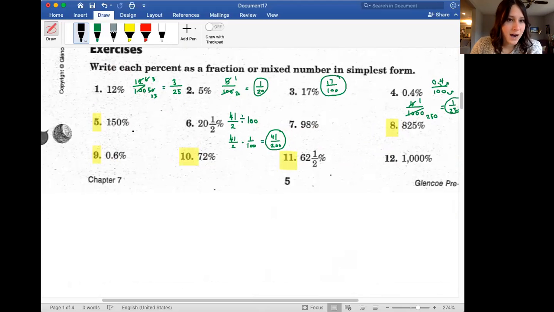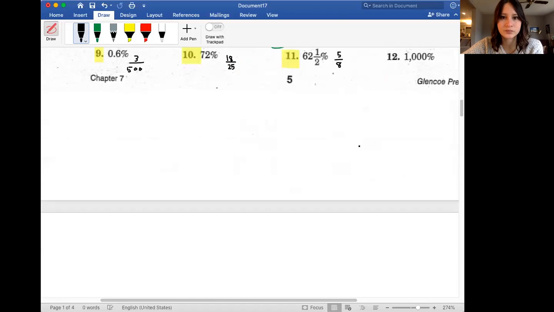So 5 is 1 1/2. 8 is 8 1/4. 9 is 3 out of 500. 10 is 18 over 25. And 11 is 5/8. So those are the answers in reduced form.